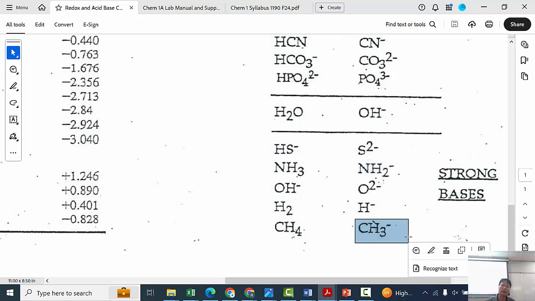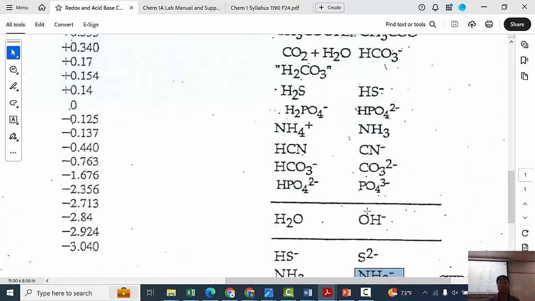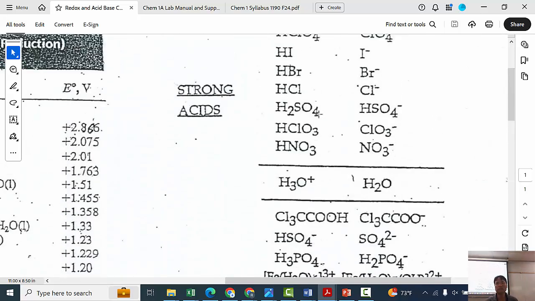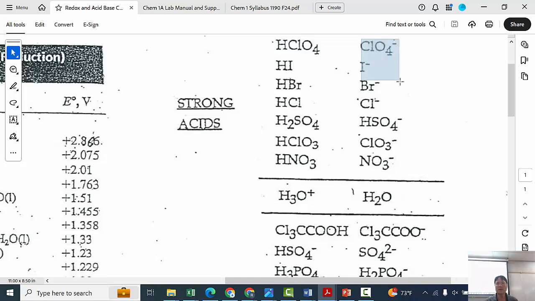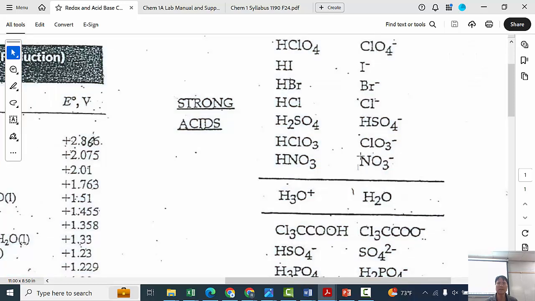Methide is so rare, I'm not going to throw methide in there. In fact, I didn't even talk about methide, but methide's the strongest base on this chart. If you look in the other classrooms' charts, amide is the strongest base on the chart. All these bases here are negligible. They're so weak. We don't really consider them bases.